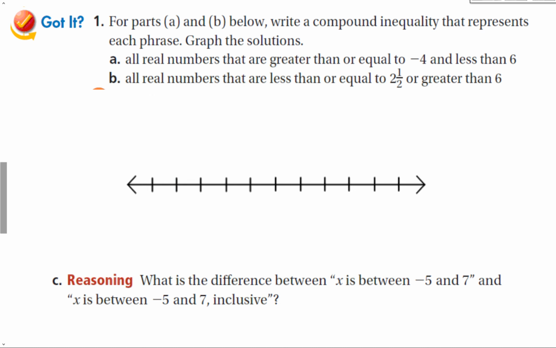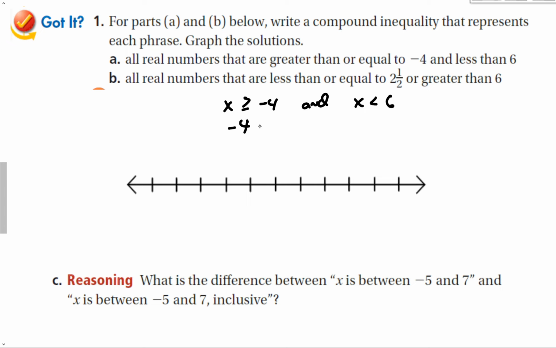So let's try a got it problem. For parts A and B below, write a compound inequality that represents each phrase. Graph these solutions. So my first one is going to say all real numbers that are greater than or equal to -4 and less than 6. So let's just use x as my variable. X greater than or equal to -4 and x less than 6.